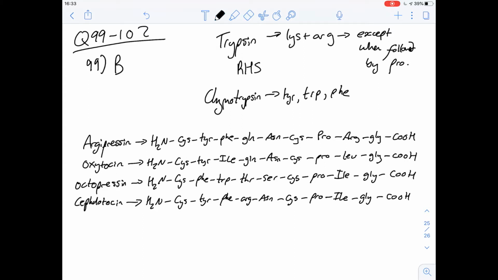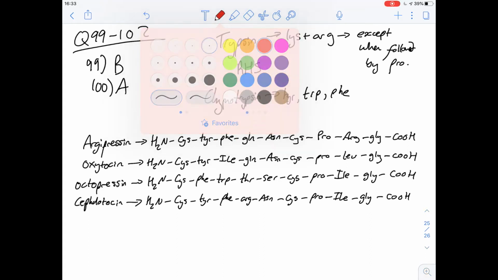Okay, great. So let's move on to the next one. It says which amino acids could be isolated when chymotrypsin facilitates the cleavage of argipressin. So again, I'll change the colour and we can go through with the rules we have. So we're looking for tyrosine, tryptophan, and phenylalanine. So on argipressin, after phenylalanine and tyrosine, we can isolate phenylalanine here, and there's nothing else in that line. So it just isolates phenylalanine and no others. So that gives us an answer of 100A.